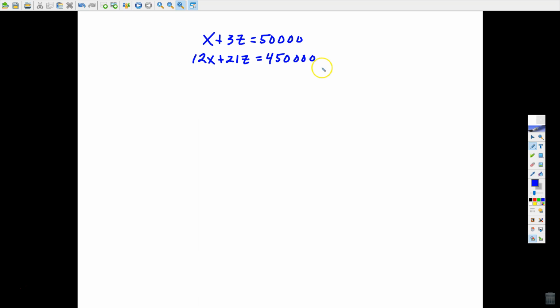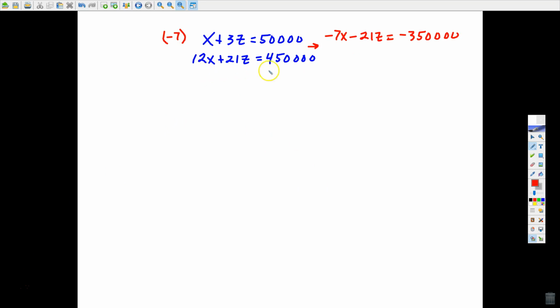Okay, and really there's no easier way. You could eliminate X or Z. There's really no advantage to choosing one over the other. I think I'm going to eliminate Z by multiplying the top equation by -7 to force these to become opposite terms. So when I multiply by -7 on the top, I get -7X minus 21Z. And if you multiply by -7, you get -350,000.